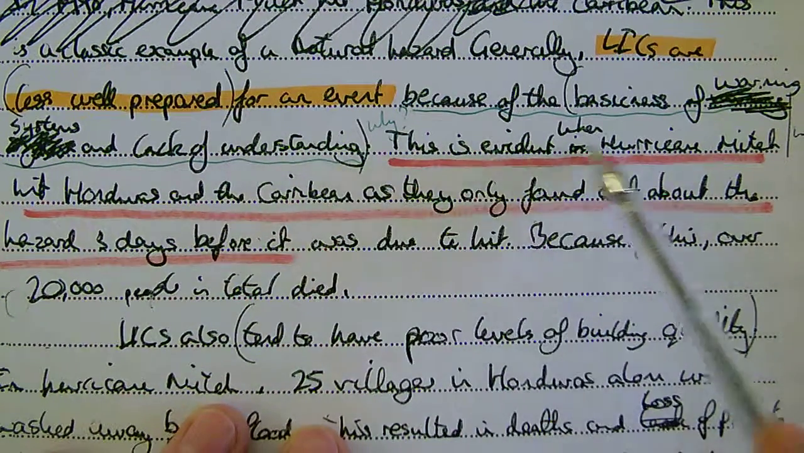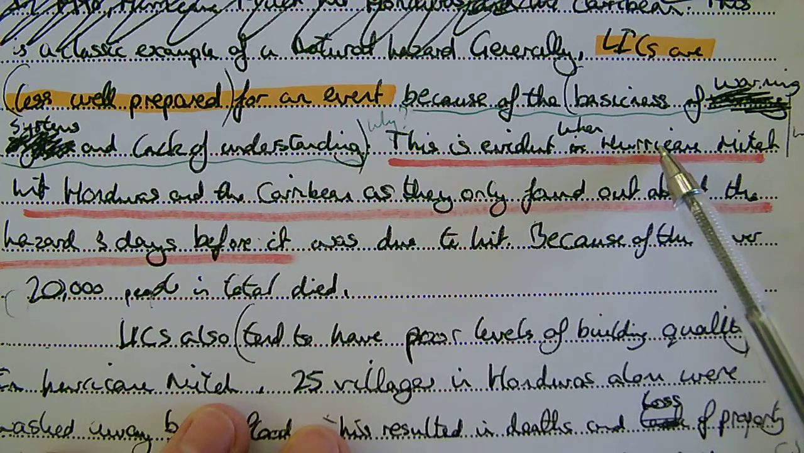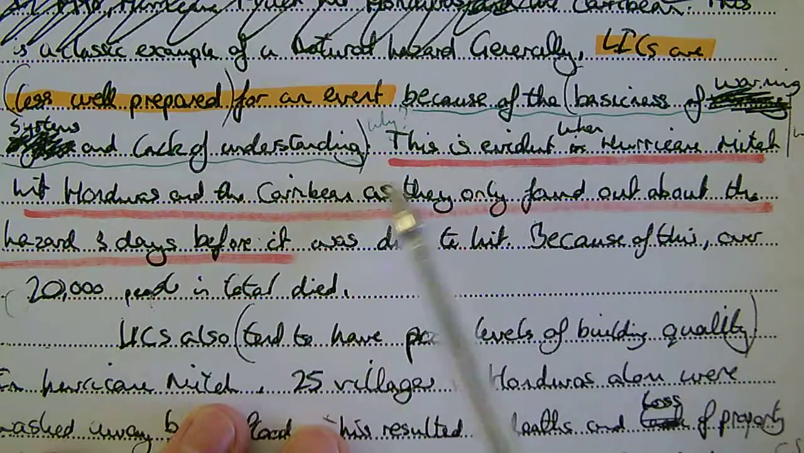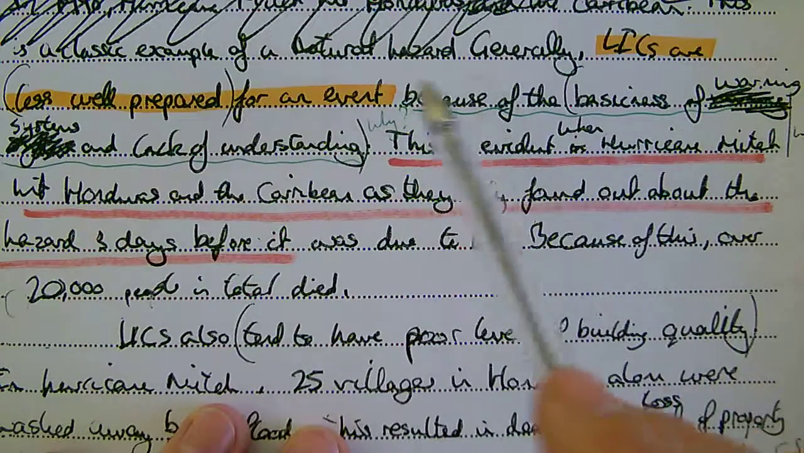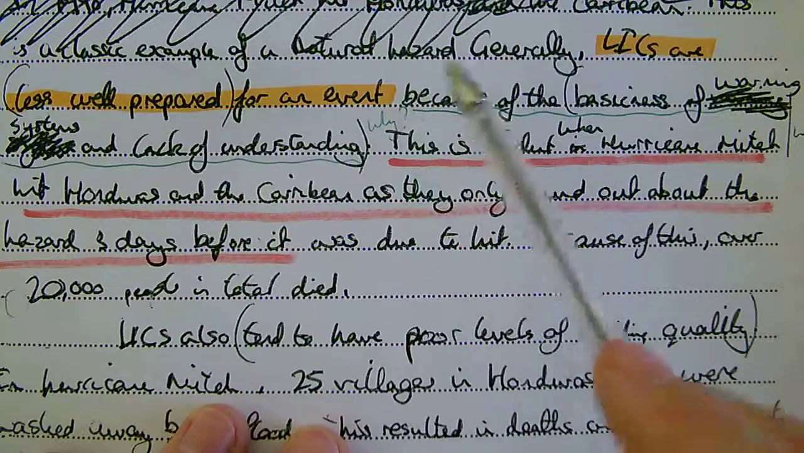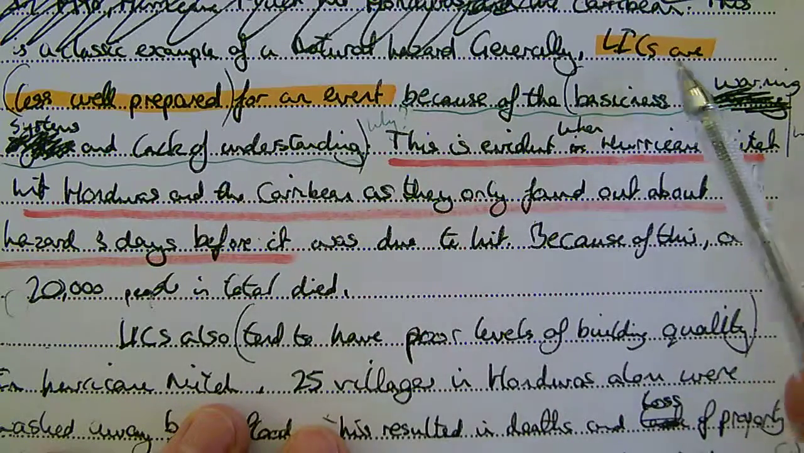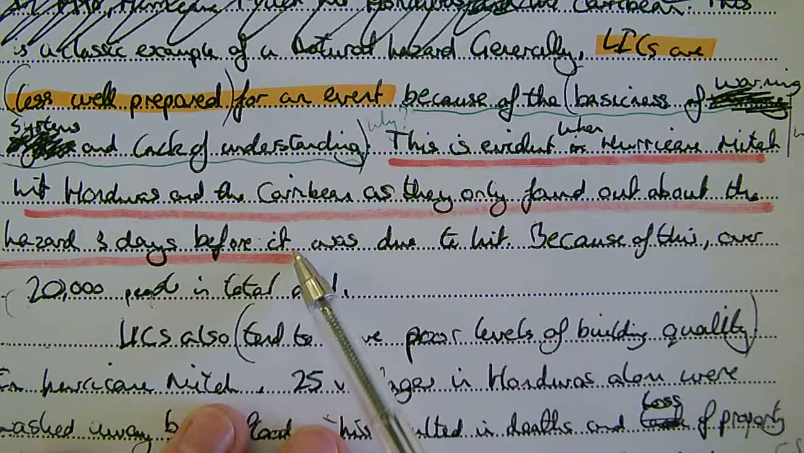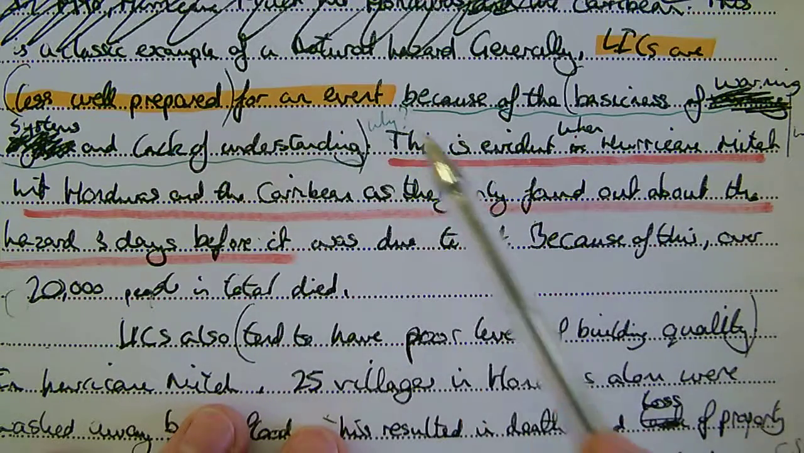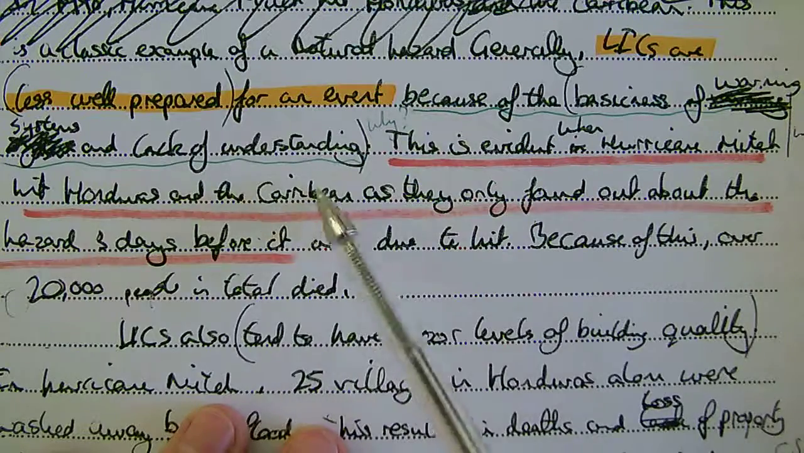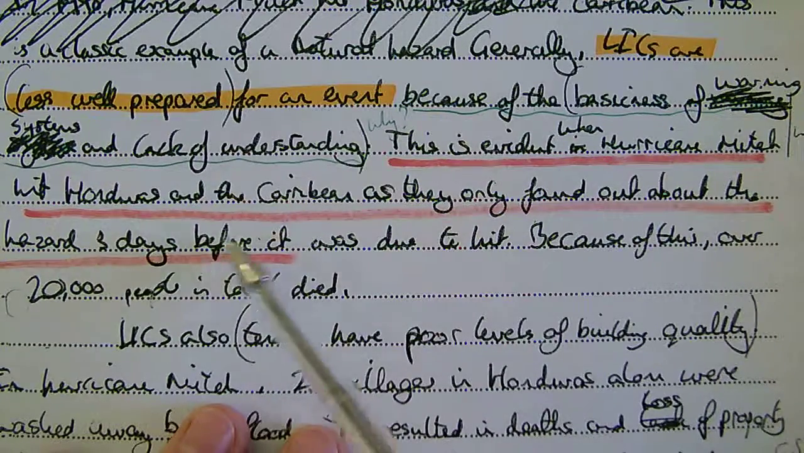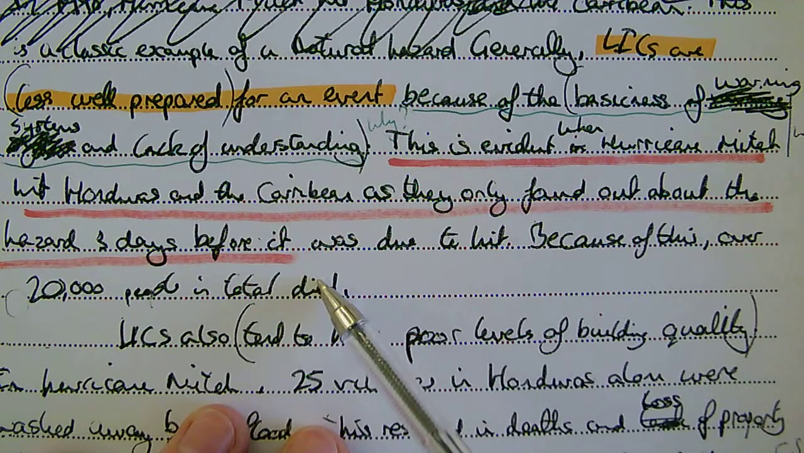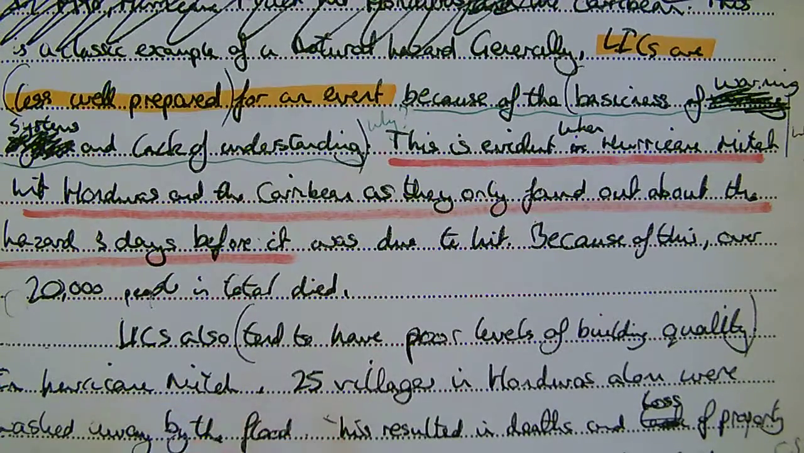And then in red, what I've done is I've underlined some element of case study evidence. So notice in the structure, nowhere has this person started with "In Mitch, in Floyd." There's no narrative here. This is a point, some element of explanation, and then some element of case study evidence to illustrate the point. This is evident when Hurricane Mitch hit Honduras, as they only found out about the hazard 3 days before it. Because of this, over 20,000 people died in total. Okay, so that's the first example.